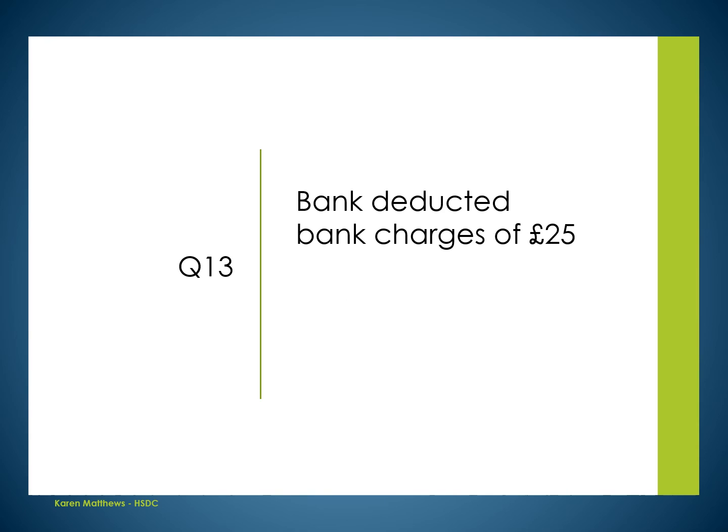Okay, number 13, the bank has deducted bank charges of £25. Well, bank charges are a type of expense. It's what the bank deducts from your account to cover the cost of running the account for you. So we're going to debit bank charges, which will be an expense on the income statement, and we're going to credit the bank account, which is an asset. We're going to reduce the asset by £25.